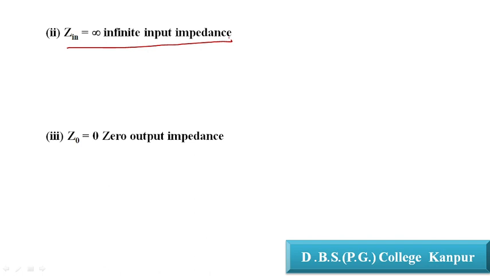But if we are discussing basic electronics, the common emitter amplifier's input impedance is moderate, so it is not a very good performance. So the third property is Z0, meaning output impedance. The output impedance of the operational amplifier should be 0. Output impedance 0 means to maximize the gain.